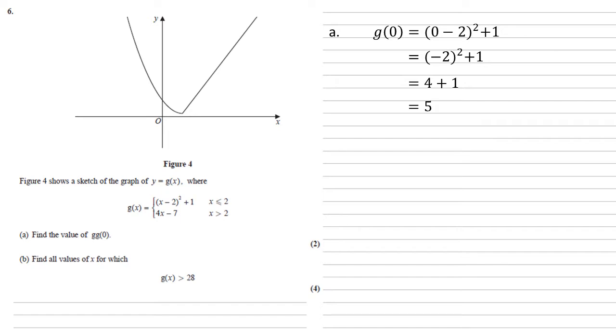Now because we're doing g twice, we now need to put that 5 into g. So g of 5, this is going to go into the 4x minus 7, because now the x we're putting in is larger than 2. So 4 times 5 minus 7, 20 minus 7, which gives us an answer of 13.